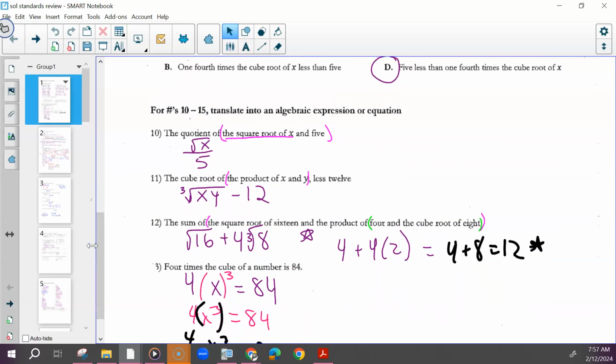And then for 10 through 15, you should have had an actual algebraic expression, but for the other ones, you would have been writing it out in words, and those can be different. But 10 should have been the square root of x over 5. Notice where I'm putting my parentheses in the words to show what goes together. The cube root of the product of x and y less 12.